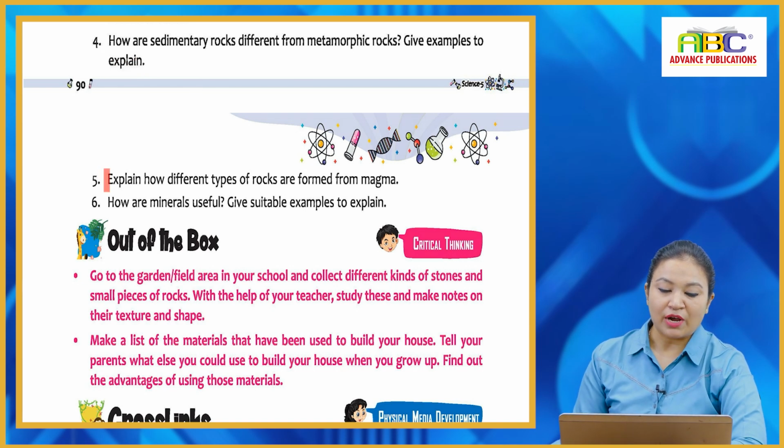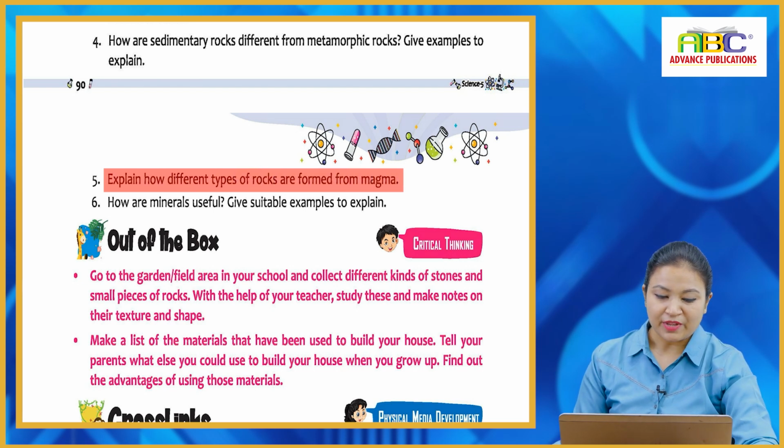Next question is, explain how different types of rocks are formed from magma. So you will write, igneous rocks form when molten rocks, magma or lava, cool and solidify. Sedimentary rocks originate when particles settle out of water or air, or by precipitation of minerals from water. They accumulate in layers. Metamorphic rocks result when existing rocks are changed by heat, pressure or reactive fluids such as hot minerals and water.